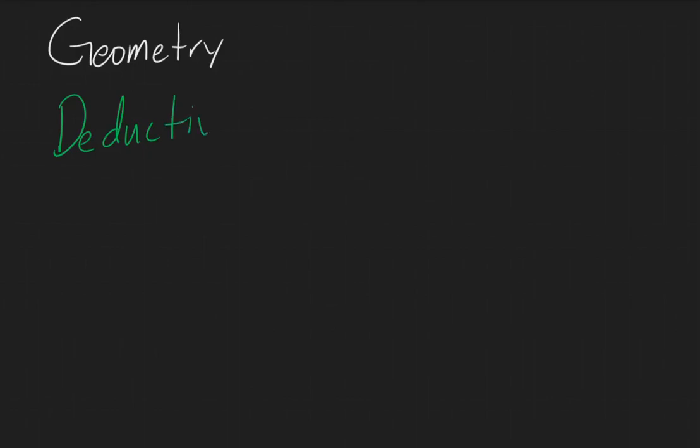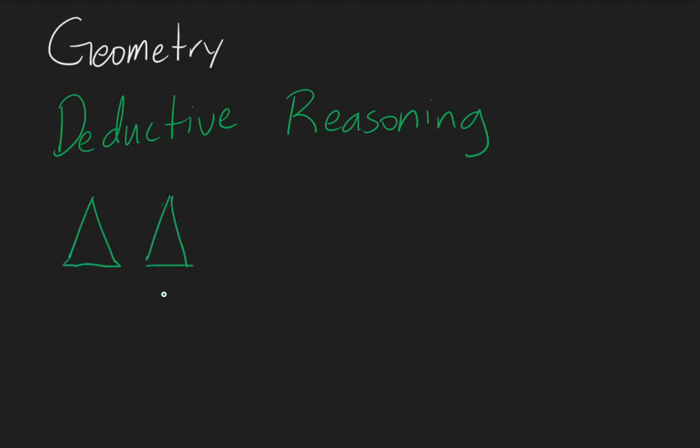Going to be talking about deductive reasoning. To solve any geometry problem, we're going to use deductive reasoning to take a given statement, also called a hypothesis, and draw a conclusion from it. For example, you might be given two triangles and asked to prove that they are the same or similar. Or you may be given a square and asked to show some of its properties. Or you may be given a circle and a line and show how they interact.